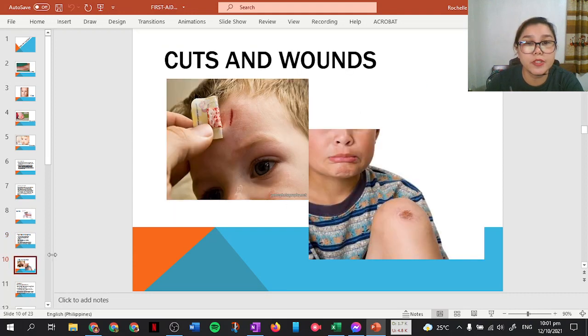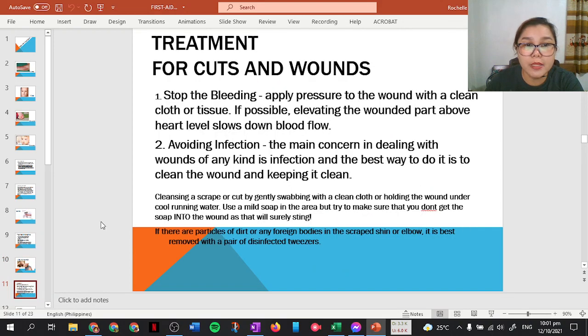Okay, next, for cuts and wounds. So yan. So what should be done? To stop the bleeding, apply pressure, that's what I have mentioned earlier, to the wound with a clean cloth or tissue. If possible, elevating the wounded part above heart level slows down blood flow. Kaya, sa mga nasusugatan sa paa or the lower limbs, mas madugo doon kasi mas nasa lower part siya, no?